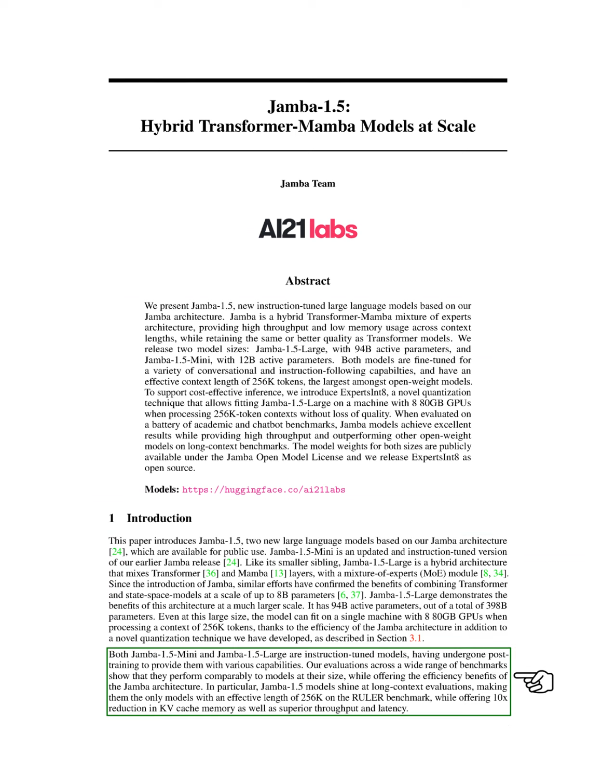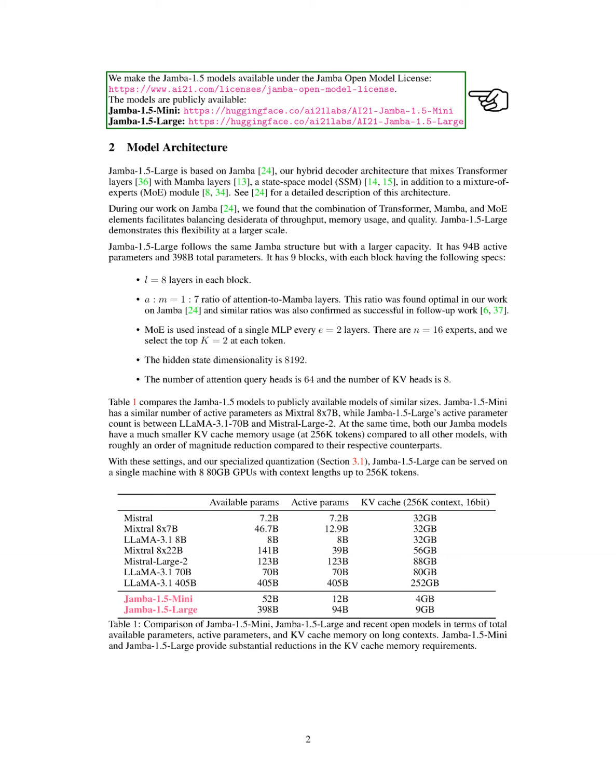Both models have been instruction-tuned to enhance their capabilities, and our evaluations indicate they perform similarly to other models of their size while benefiting from the efficiency of the Jamba architecture. Notably, Jamba 1.5 models excel in long context evaluations, being the only models effective at 256,000 tokens on the RULER benchmark, while also significantly reducing memory usage and improving throughput and latency. We make the Jamba 1.5 models available under the Jamba Open Model License.